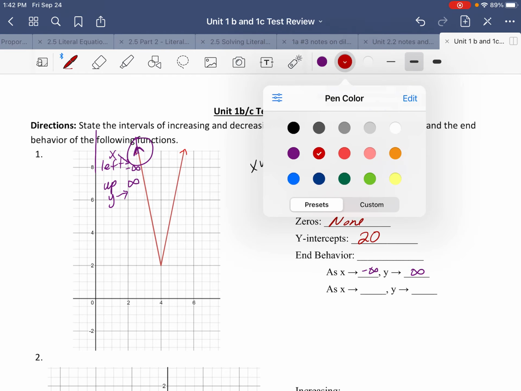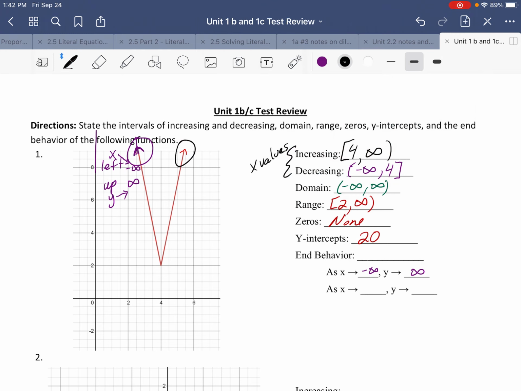Now let's look on the other side. The right end is going right. That's the direction it's pointing, and it's going up. How far right will it go? It'll never stop. So never stopping on the right, the x-axis is infinity. How high will it go? It'll keep going up forever to positive infinity. So x is right and left. X is going to positive infinity. Up is the y values, and they'll go to infinity.